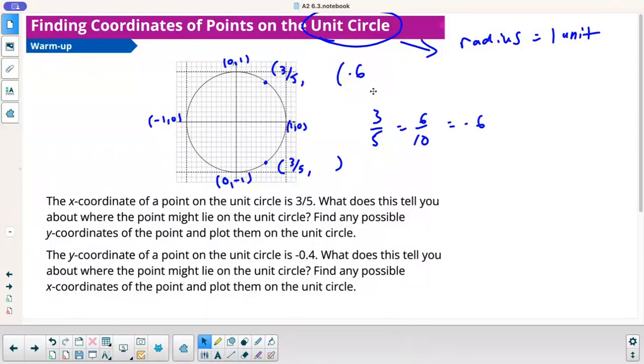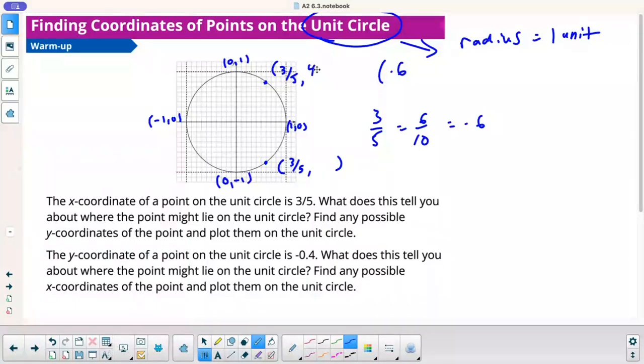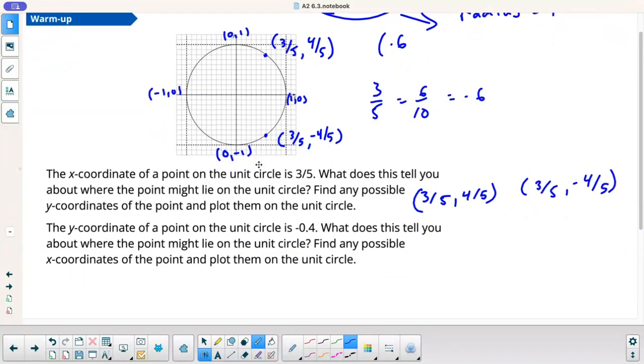So for the y-coordinate that would go with it, I could count how far up I go. It looks like I go 1, 2, 3, 4, 5, 6, 7, 8. So it'd be 8 out of 10, which is 4/5. And then this would be the same thing, but -4/5 because I went down. Okay, so there's my answers right there. It's 3/5, 4/5, and then we'd also have 3/5, -4/5. Now it's real nice when you've got a graph there. If you don't have a graph, I'll show you how to do it with the Pythagorean theorem.